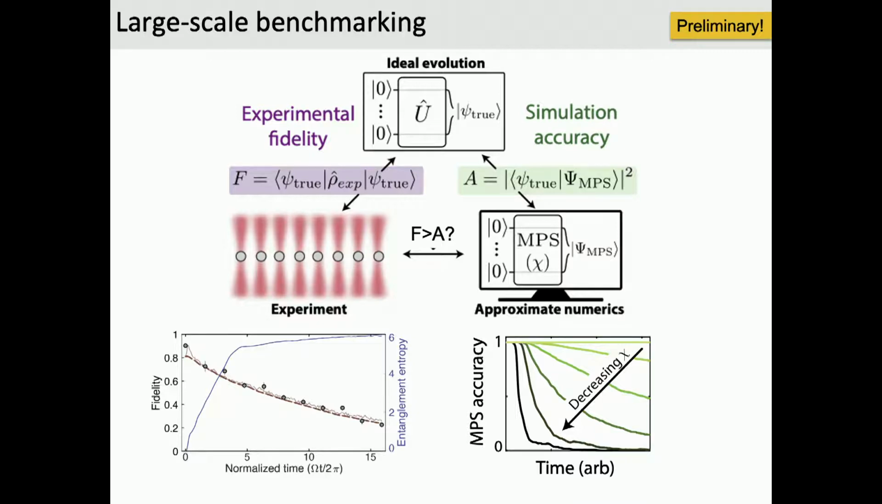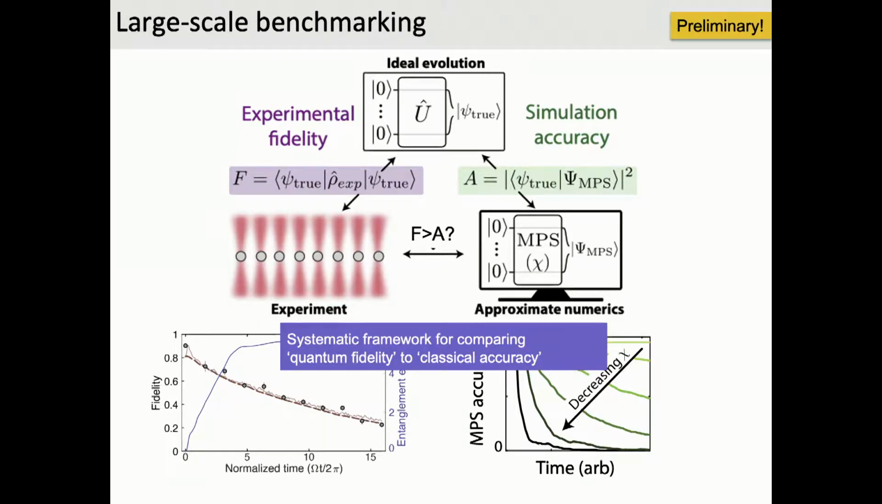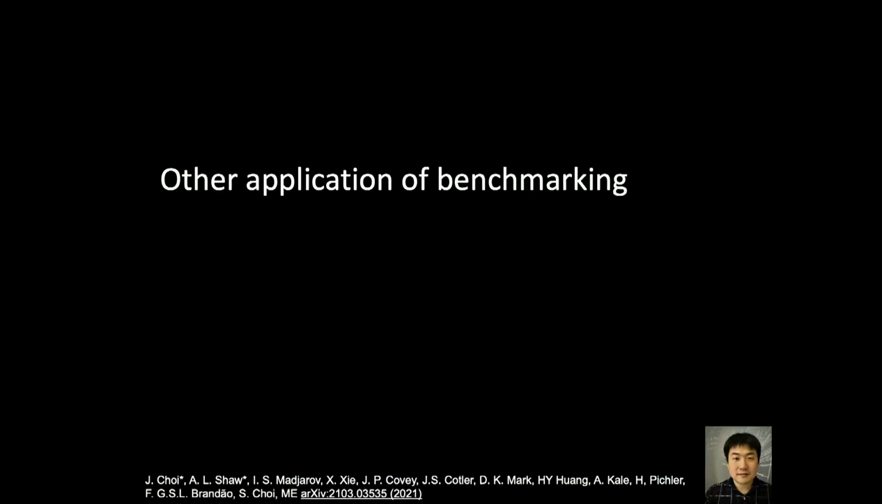However, in 2D, this will be much harder. So in 2D, we think we actually can take this question mark and turn it into an exclamation mark. And it would be some sort of quantum advantage type test. Okay? It's a systematic framework, essentially, for comparing quantum fidelity to classical accuracy that we're developing. Okay, we have done a few different applications.